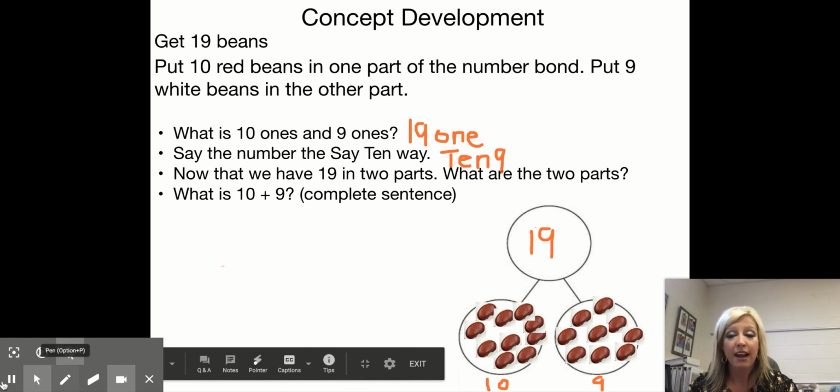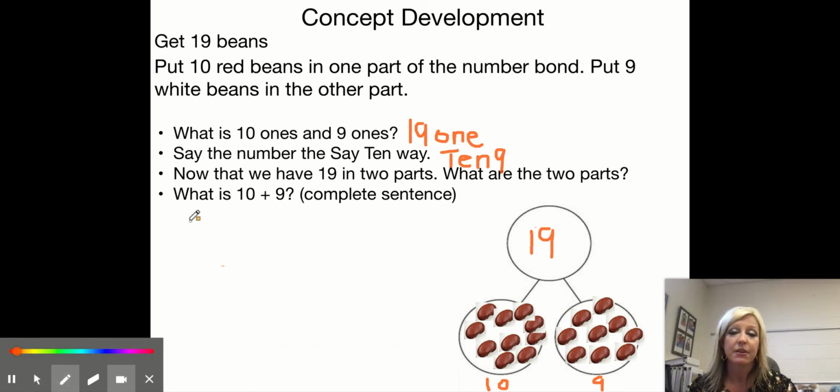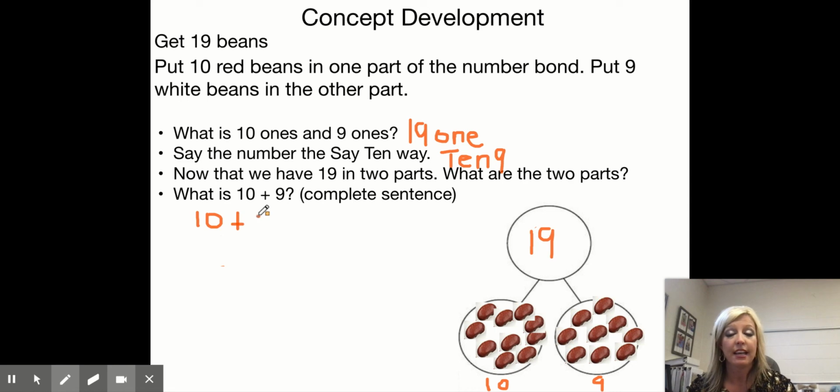So let's write a number sentence. What is 10 plus 9? 10 plus 9 equals 19. What's another number sentence that we could write? Very good. 19 equals 10 plus 9.